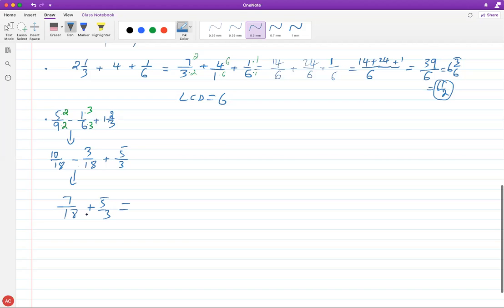So same thing. We're going to add these two, but we need to find the common denominator. We can't add right away. I've seen people do this. It's wrong to just add fractions right away. You have to have the same number here. In this case, what is the LCD of 18 and 3? 18. That's right, 18. So we're going to turn these into 2.